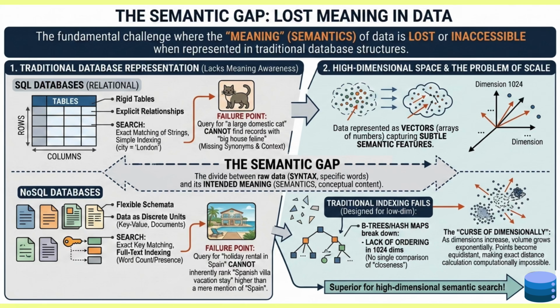In modern AI applications, data is often represented as vectors, or arrays of numbers, where each dimension captures a subtle semantic feature. A single vector might have hundreds or thousands of dimensions.